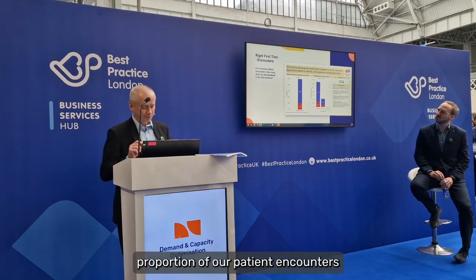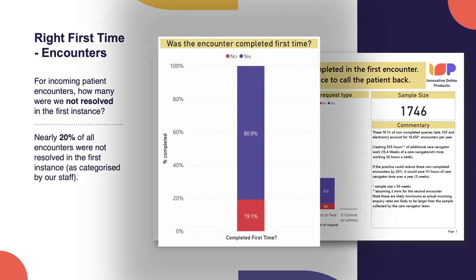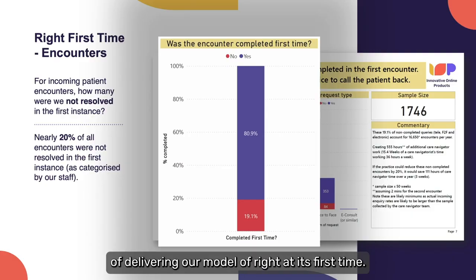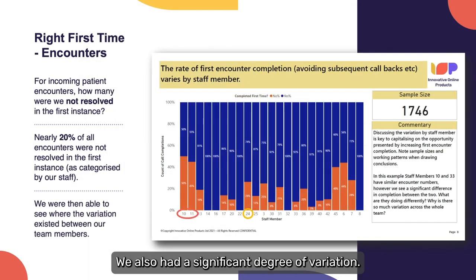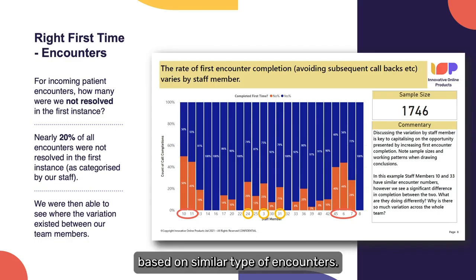We found that a large proportion of our patient encounters were not resolved in the first instance. Now, this suggested that in many cases we were failing to achieve our aim of delivering our model of right access first time. We also had a significant degree of variation. You can see it on this slide, huge variation between staff that were in similar roles based on similar type of encounters.